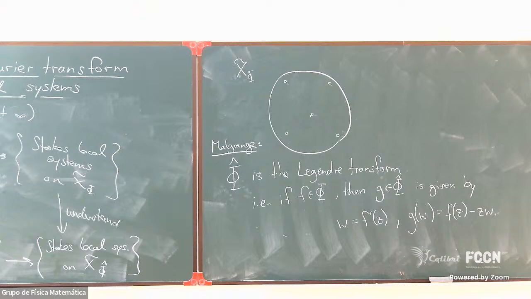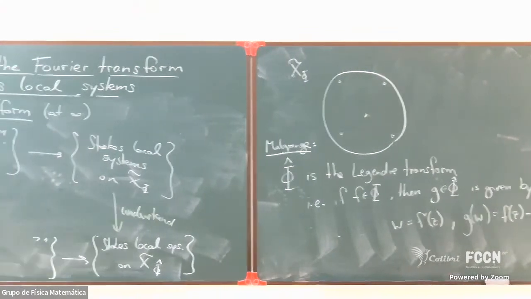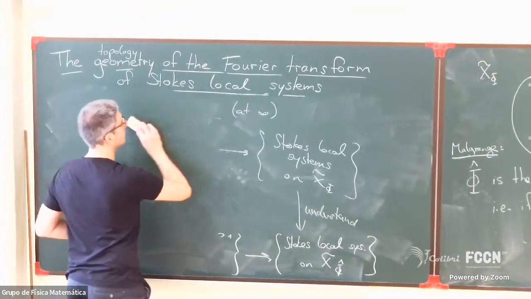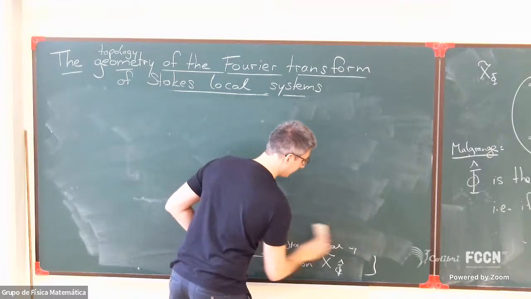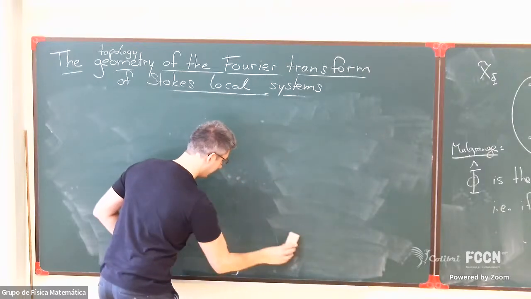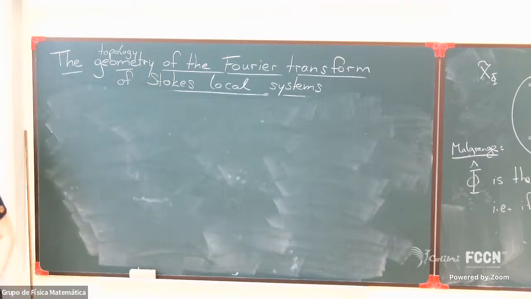You can also think about, of course, how this works more generally if you also allow a regular singularity at the origin and so on. So you can go to more complicated cases, of course, but it's already complicated enough in this case.